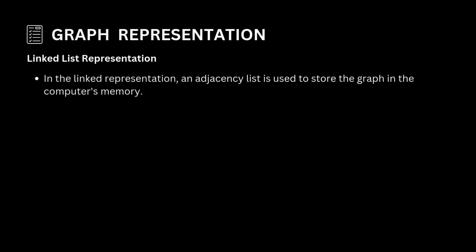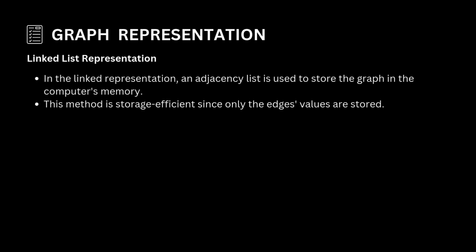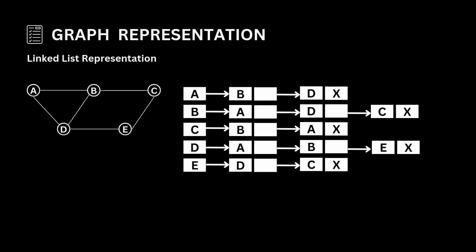Linked list representation. In the linked list representation, an adjacency list is used to store the graph in the computer's memory. This method is storage efficient since only the edge values are stored. Here is an example of an adjacency list, the representation of an undirected graph. In the figure shown here, you can see that each node in the graph has an associated adjacency list. For example, vertex A has paths to vertices B and D, which are linked to A in the adjacency list. An adjacency list is created for each node in the graph.